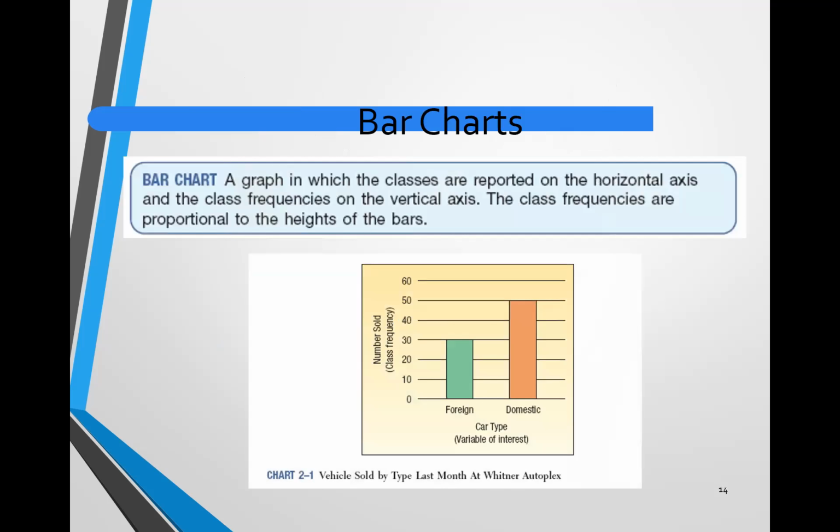Bar chart. On the horizontal axis you put classes, and on the vertical axis you put frequencies. For example, there are 2 types of classes. One is foreign and domestic, as we discussed in the earlier example. The number of frequencies in the foreign class is 30, and in the other class, domestic, is 50. So you can make a bar chart of this.